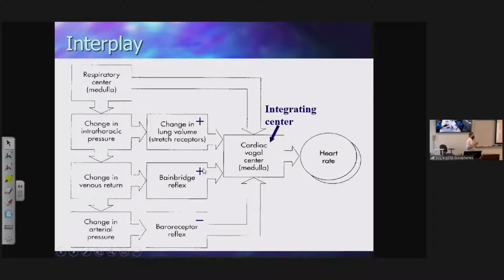The Bainbridge reflex says, I've got volume coming into my right atrium, I need to speed up to move that volume through. When you breathe, your brain knows there's more volume coming into your chest, more blood will get sucked in with the vacuum. Let's move it out. Let's get increased heart rate with phrenic nerve activity. So these are some of the pluses and minuses.